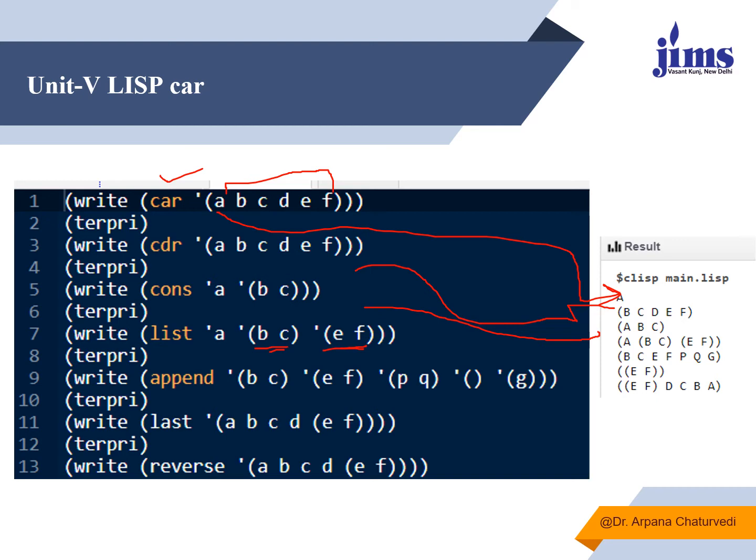Last will return the last element, and the last element is a list, that's why it is returning EF, because it is a list which is treated as a single element of this particular list. Reverse will reverse it, so the first element becomes EF, then D, then C, then B, then A. So this is an example.